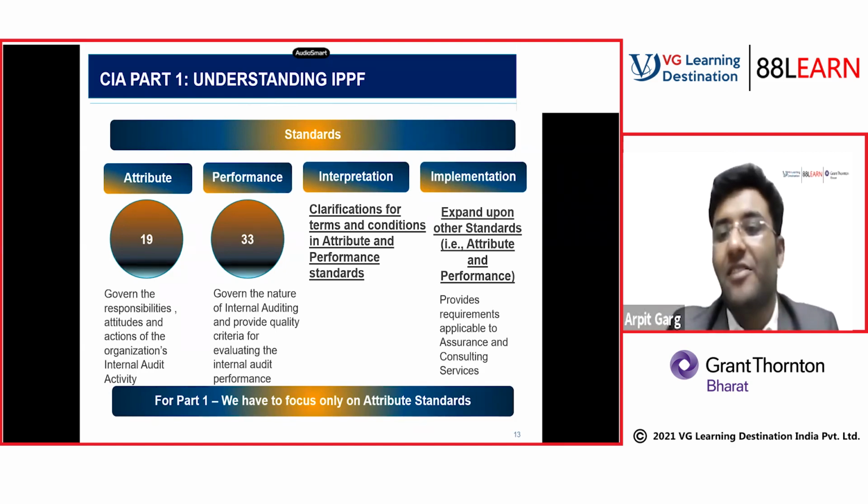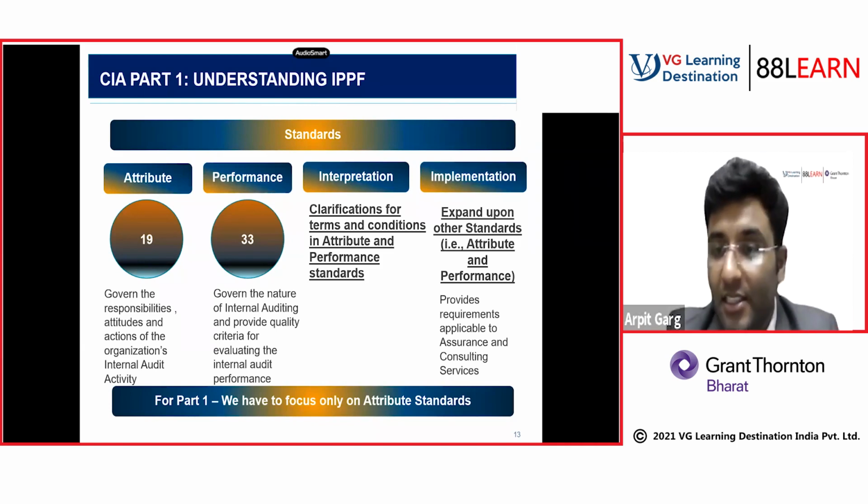Under attribute standards, we have 19 standards. Now you will probably ask me, sir, do we need to remember all these 19 attribute standards? The attribute standards series is the 1000 series, performance is the 2000 series. Do we need to remember all the numbers of the standards? No. Are these very big voluminous standards like we have learned in the chartered accountancy course or any other certification? I'll say no, no, folks.